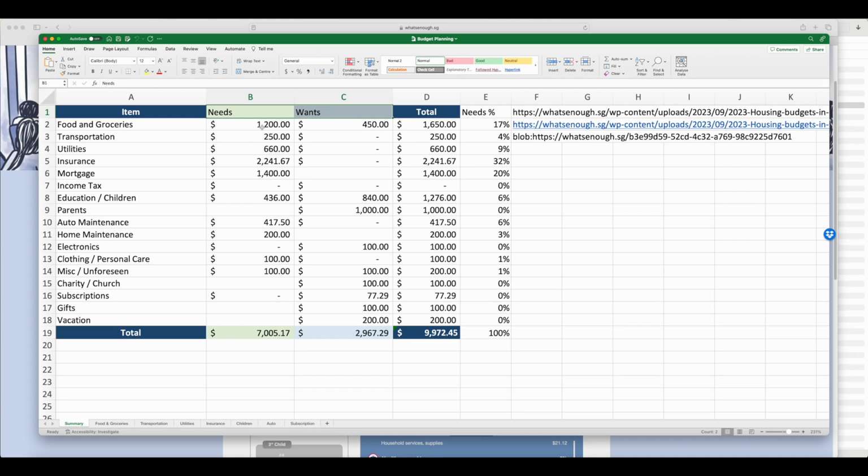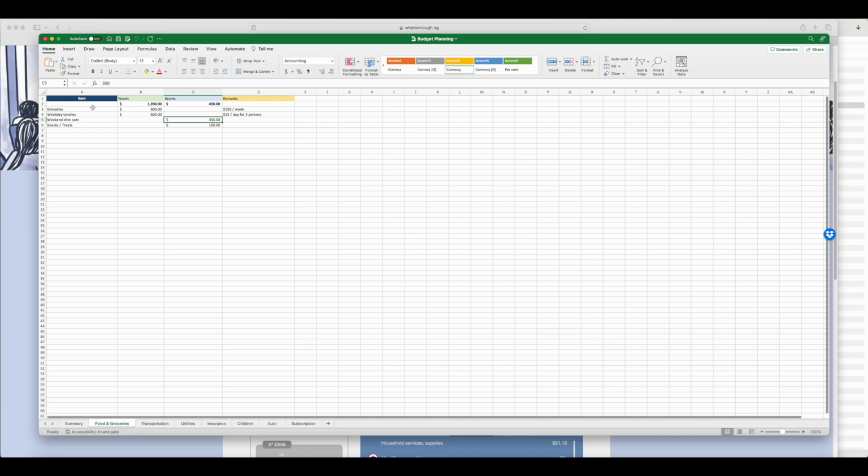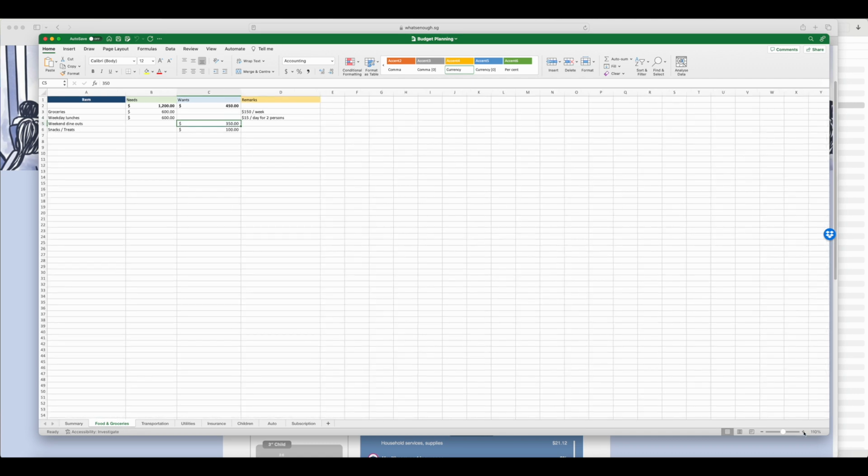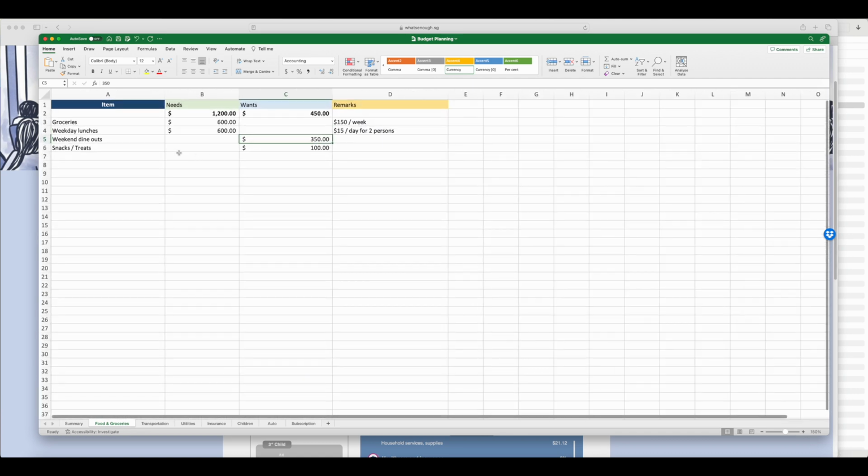So if I look at my budget, food and groceries needs are 1,002. So I've broken them down into groceries. So groceries wise, we do spend about $100 to $150 to buy daily necessities like your vegetables, fruits, meat, bread, and whatnot. So that's around 150 a week. So times 4, that's 600 a month.